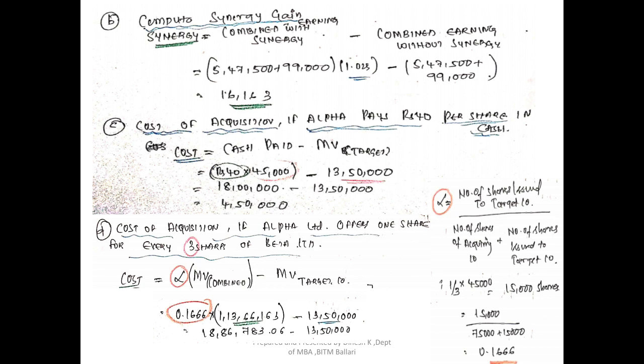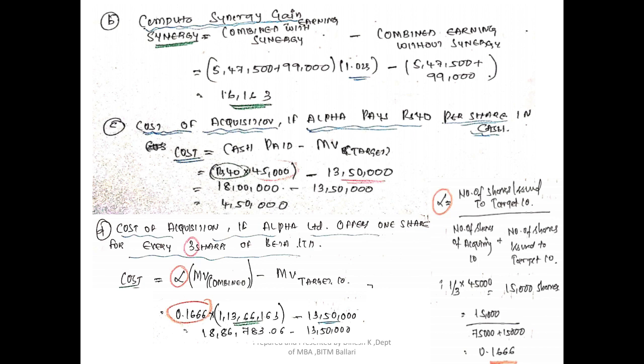By taking the combined earnings of Alpha and Beta Limited, that is 5,47,500 plus 99,000, multiplied by 1.025, that is 2.5%, nothing but 1.025, minus the value without synergy, I get the synergy gain. The synergy gain would be 16,163 lakhs.